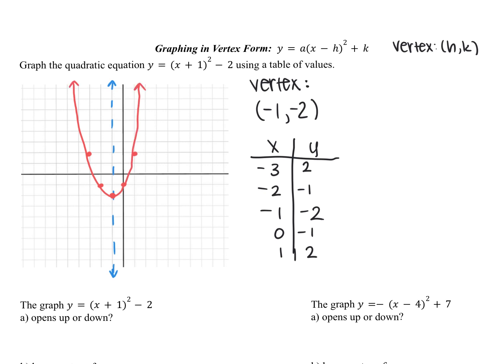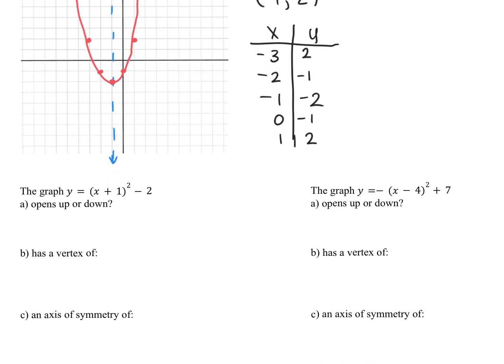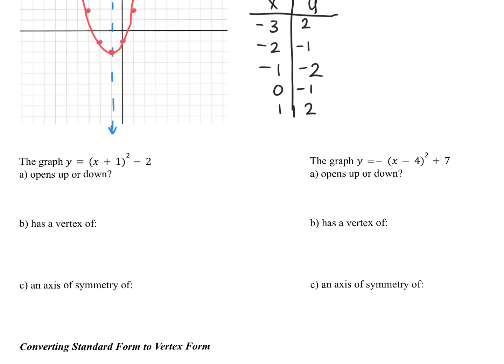So no matter which form I use, standard form or vertex form, I can get the exact same graph. And it's probably a little bit easier to graph a quadratic if it's in vertex form. So let's go ahead and, based on vertex form, answer the exact same questions. For my equation, y equals (x plus 1) squared minus 2, it opens up. The nice thing is the vertex is (-1, -2), and my axis of symmetry is x equals -1.